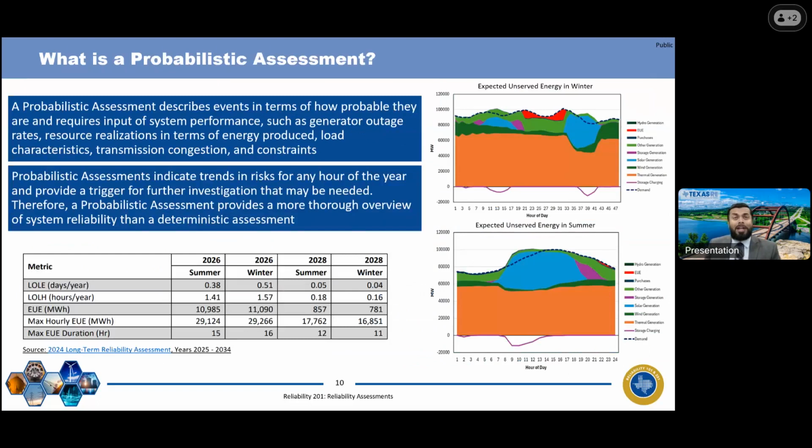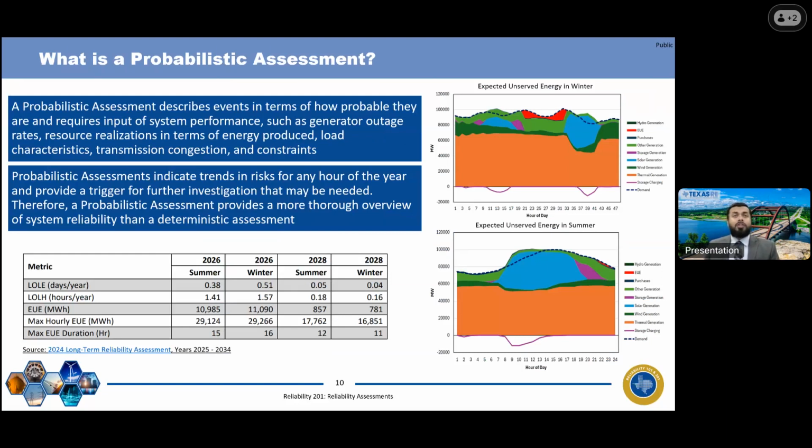Now, this brings us to our next topic of discussion, which is a probabilistic assessment. What is that? A probabilistic assessment is still a form of reliability assessment. The goal is still the same, except that a probabilistic analysis describes events in terms of how probable they are at different times. The main idea is to apply how the electric system behaved historically in various extreme weather patterns and outage conditions in a reliability assessment of the future of the system.